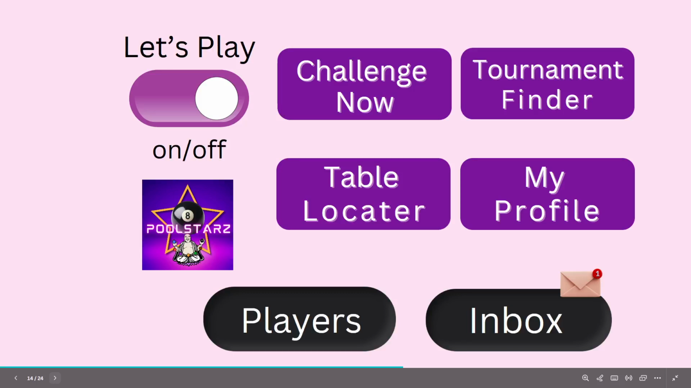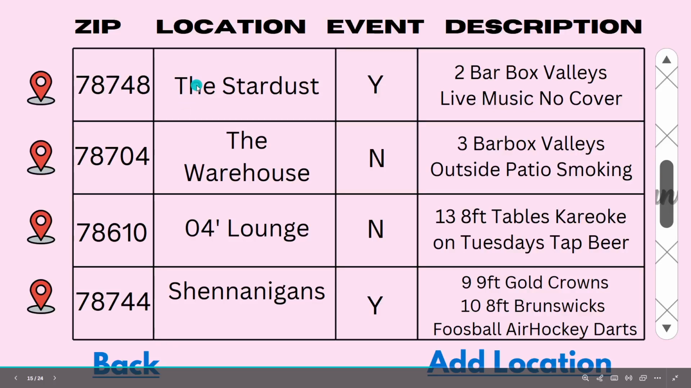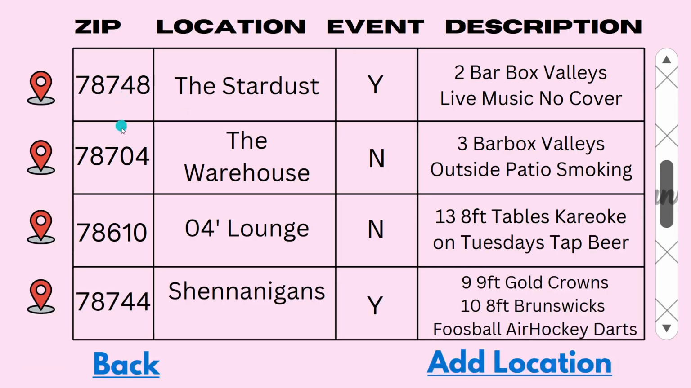And now if I wanted to just find a table and not really look for anybody to play with, but just look for a location to play at, I would hit table locator, which would populate a list of all the locations that are in the nearby vicinity of the zip codes, populating up to a 60-mile radius, all the locations where there are pool tables, with links to the map of where they're located, the name of the location, whether there are tournaments at this location, and a short description of the location here.